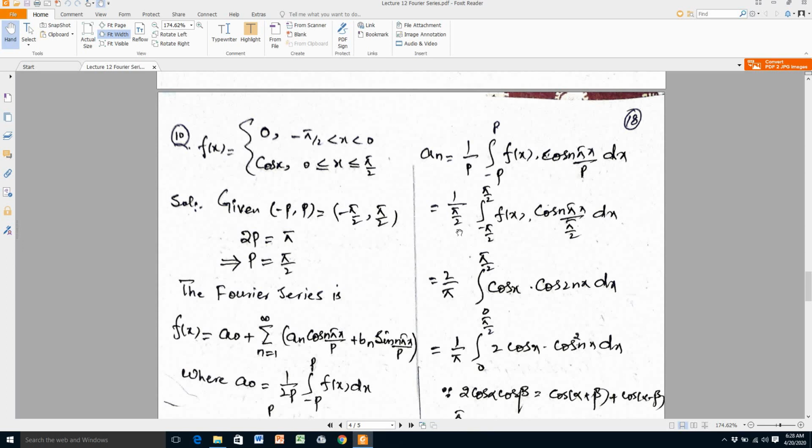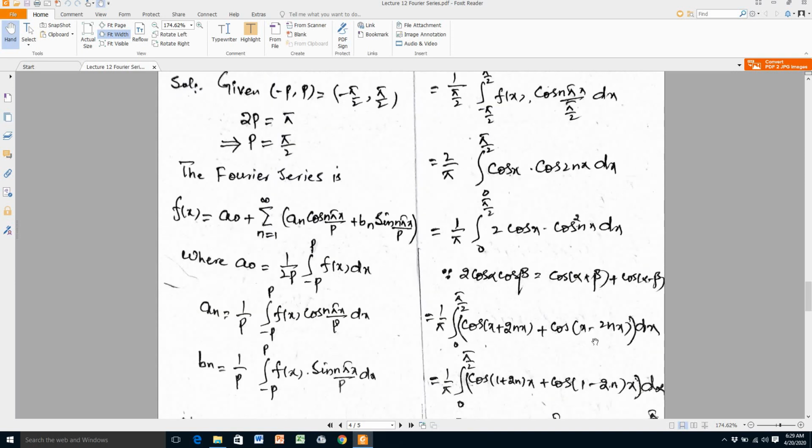When you simplify this, it becomes 2 over pi from 0 to pi by 2 cos x. When you simplify this, you get cos 2nx dx, and you take this 2 inside the integral. The remaining is 1 over pi from 0 to pi by 2 cos x, and then cos 2nx. I forgot to write this here, so I am writing it here. This 2 is in the angle, so cos 2nx.